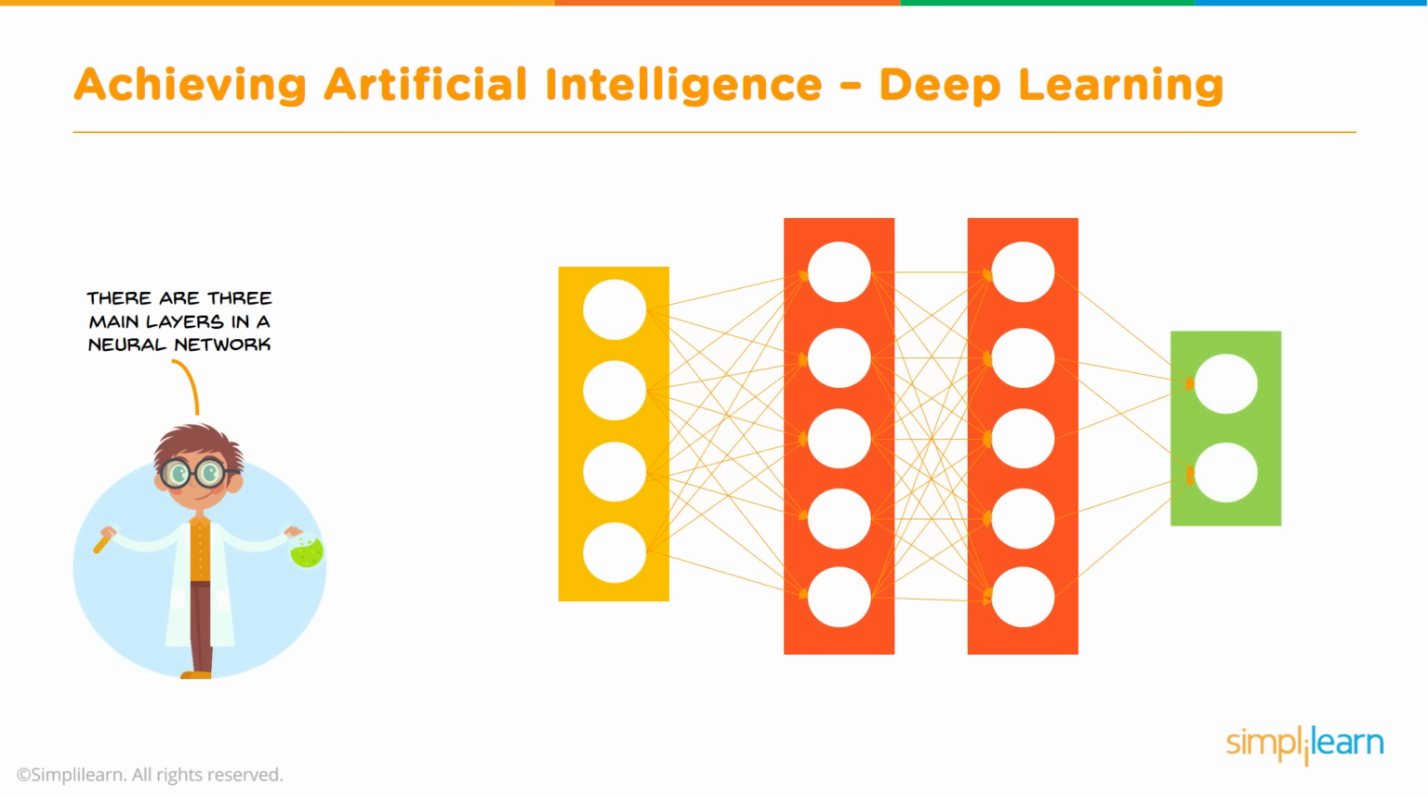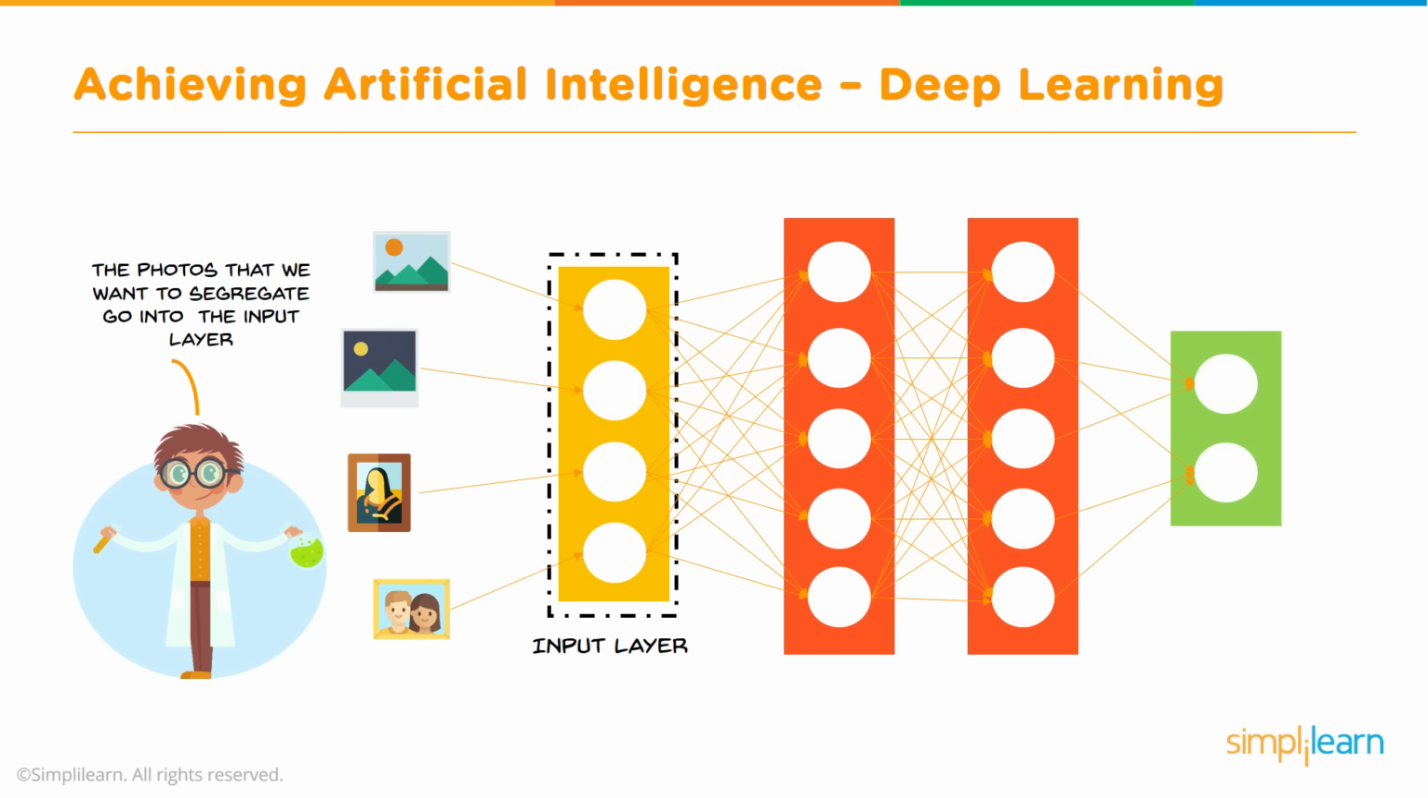There are 3 main layers in a neural network. The photos that we want to segregate go into the input layer. And so we have a picture of Mona Lisa, it looks like, and a couple of people. When it goes into the first input layer, the arrows are drawn to individual dots. Each one of those white dots in the yellow input layer would be a pixel in the picture, maybe a value for that pixel. So the picture of the mountains goes in there and it fills in that whole input layer. And then the next picture of the nightscape goes in there.